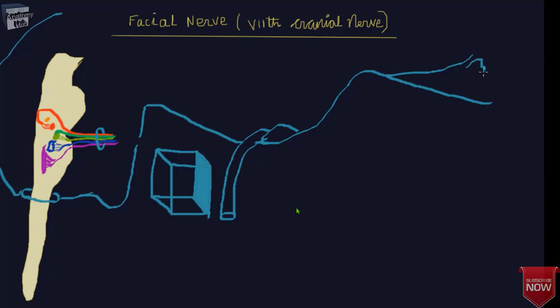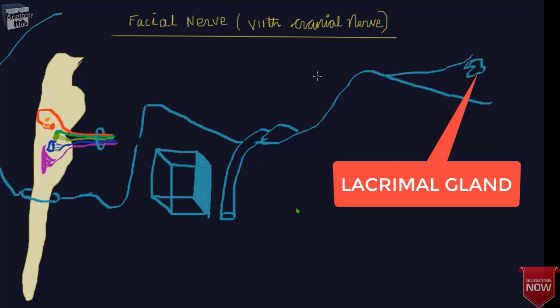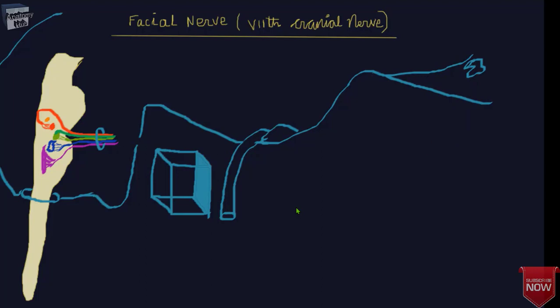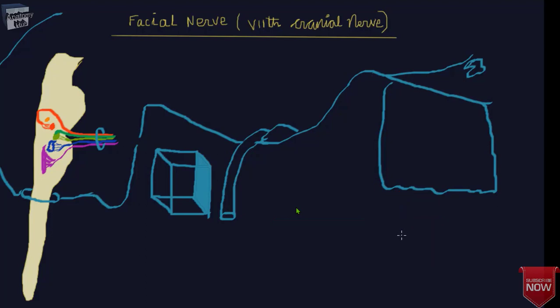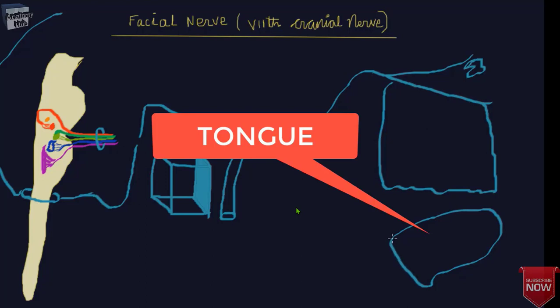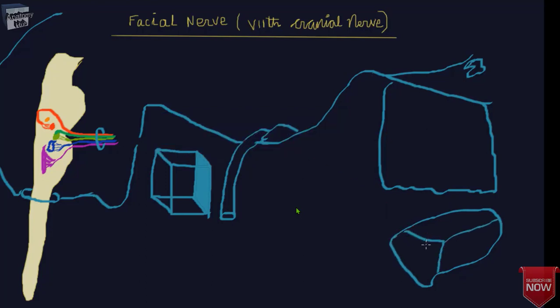Now here you will find the orbital cavity, and the gland over here is the lacrimal gland. Now we will bring the nerves one by one, but before that here we have to draw the maxilla, then the soft palate and hard palate over here, and here you will find the tongue, the anterior two-thirds and posterior one-third part of the tongue that you can see here.